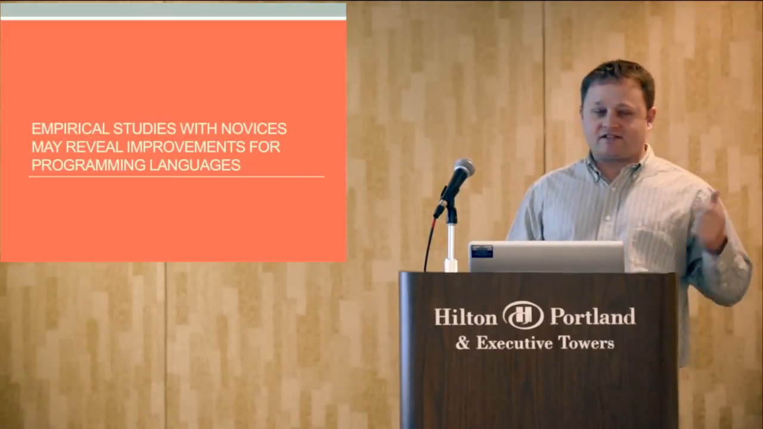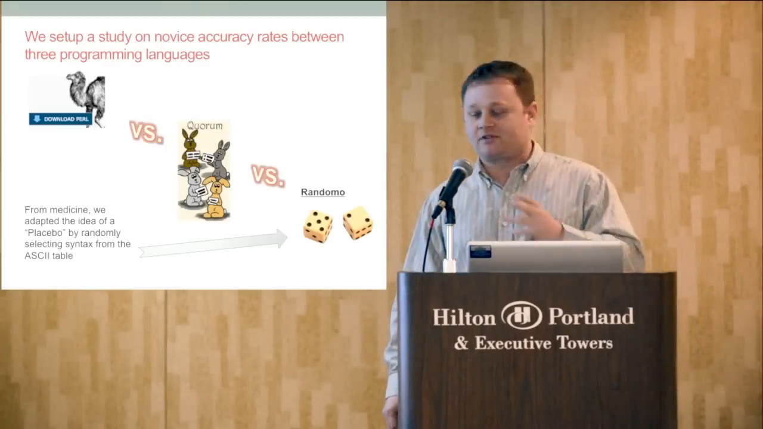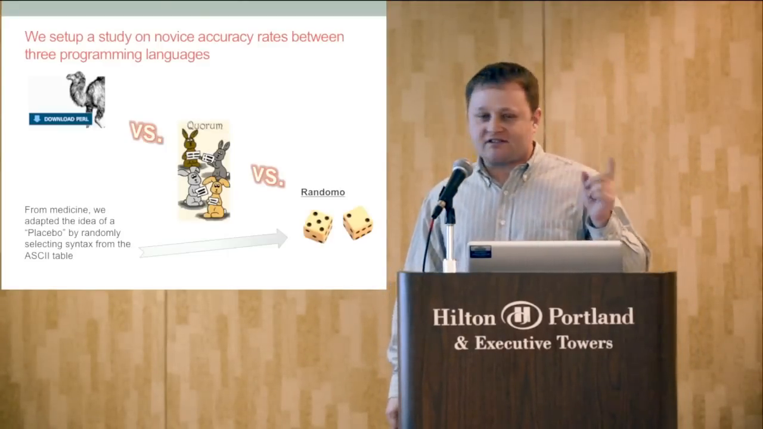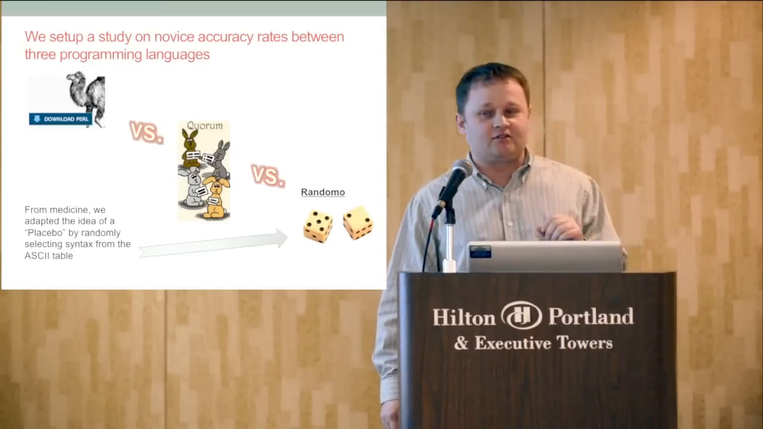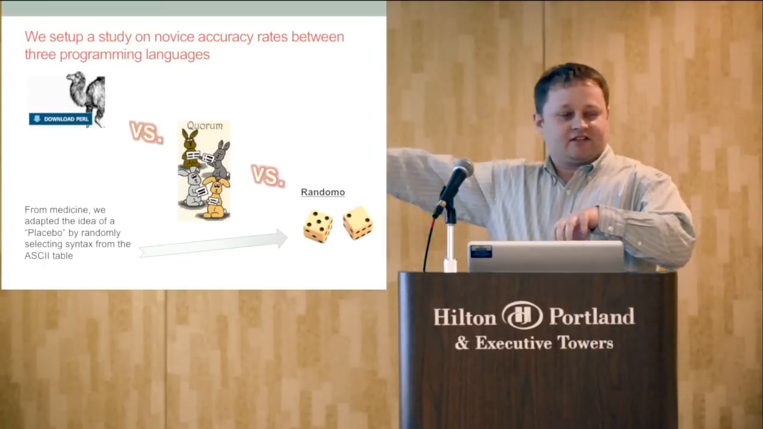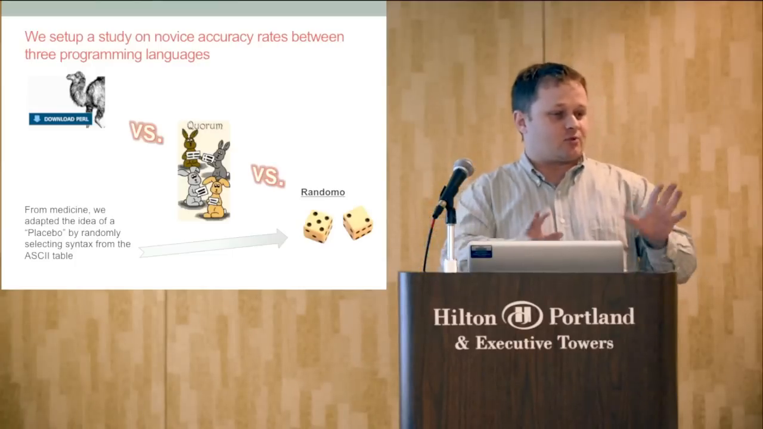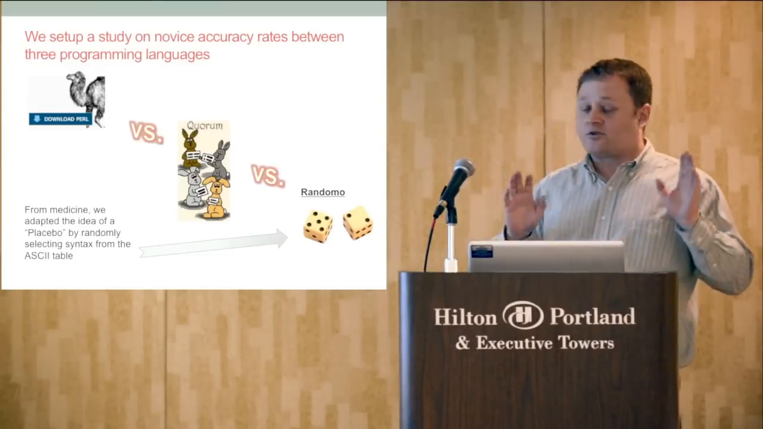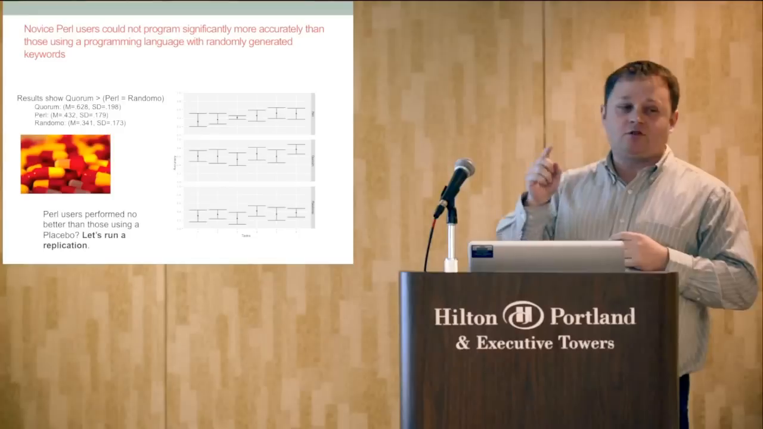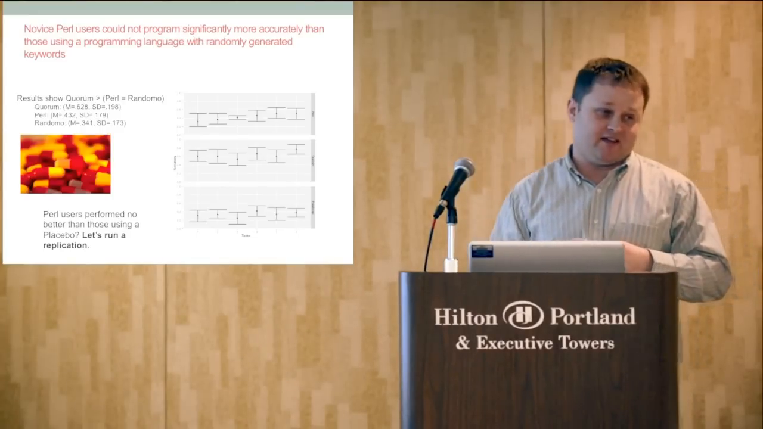The first one, we said, well, let's take Perl, just a standard programming language. Let's take Quorum, the one that I made, and let's compare it to a control group. So what we thought to do was, let's just take all the syntax we've chosen carefully in Quorum, let's roll dice and come up with a language randomly and test it. So it turns out, people when they use Perl can do no better than a language designed randomly.